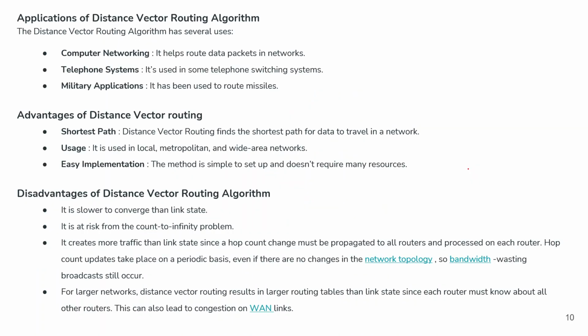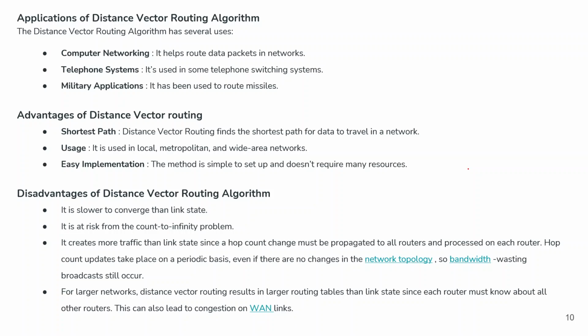So what are the applications of the distance vector routing algorithm? Of course, it's in computer networking. It helps route data packets in a network. Then in telephone systems, it is used in some telephonic switching systems. Then in military applications, it has been used to route missiles.